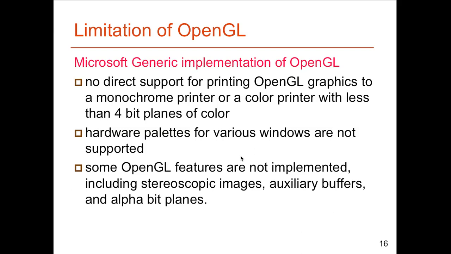Limitations of the Microsoft generic implementation of OpenGL: no direct support for printing OpenGL graphics to a monochrome printer, obviously, or a color printer with less than 4 bit planes of color. It's hard to print out your OpenGL images. It doesn't print out correctly because we have different view qualities that don't translate correctly. Hardware palettes for various different windows are not supported, so some of the different coloring systems may also vary. And some of the OpenGL features are not implemented in this generic Microsoft implementation.